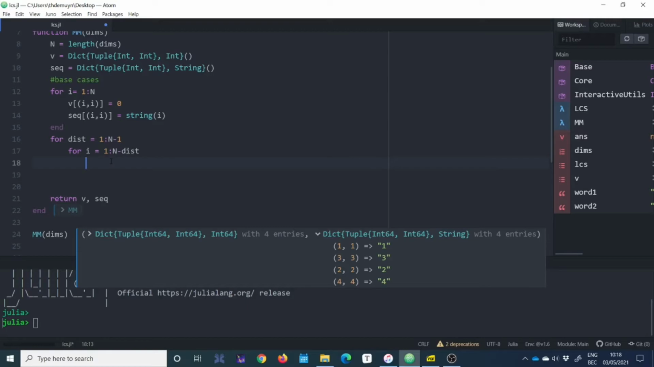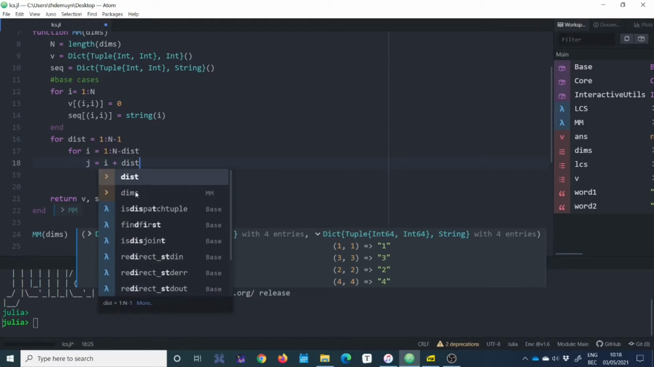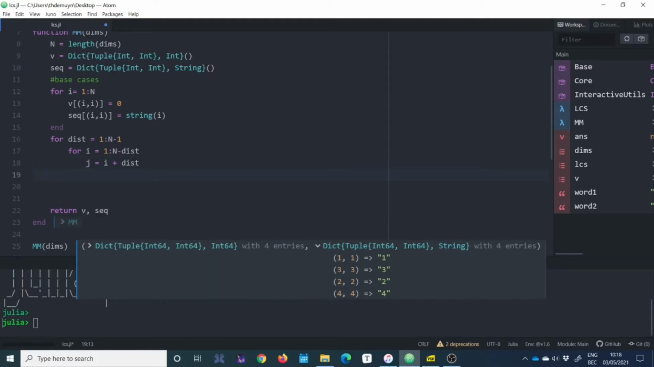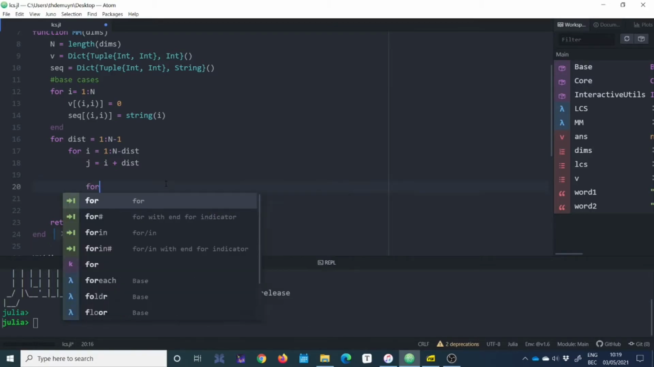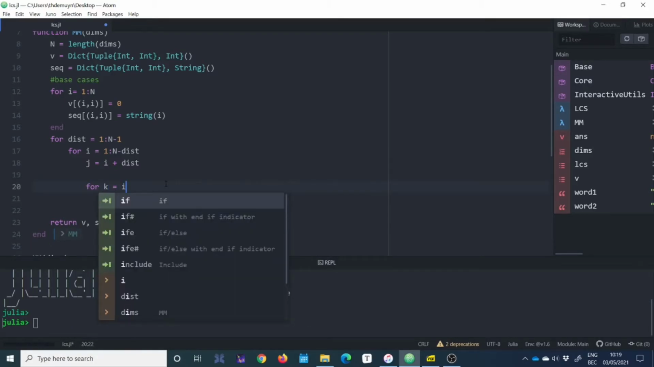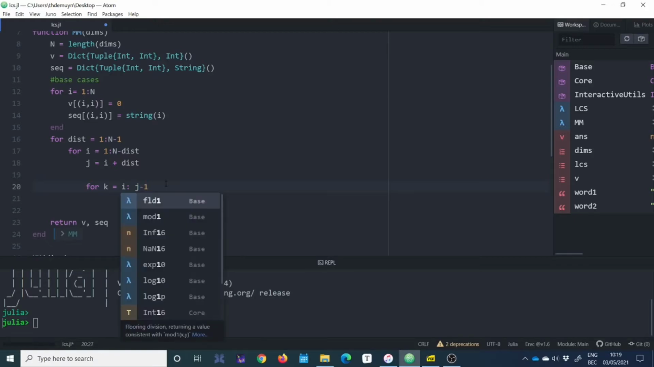And then because I know the distance, I already know the last matrix, so J is going to be I plus distance. Okay, so basically I'm going to fill in this table at row I, column J, which is at distance dist from the diagonal. And now I'm going to have to loop for all k equal to I until j minus 1, right? So this is where I'm going to put the splits.